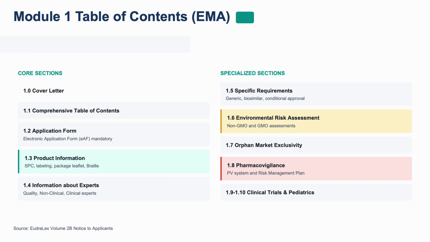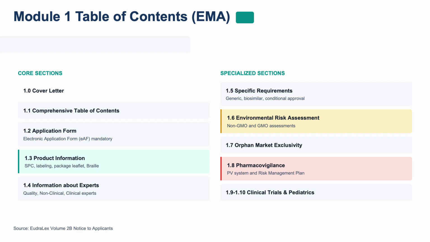The EMA Module 1 structure follows a similar pattern to FDA but with some notable differences. Section 1.0 is the cover letter, 1.1 contains the comprehensive table of contents, and 1.2 is the application form which must be submitted using the mandatory electronic application form or EAF. Section 1.3 covers product information including the summary of product characteristics or SPC, labeling, package leaflet, mock-ups, specimens, and notably Braille requirements for accessibility. Section 1.4 requires information about the experts involved in quality, non-clinical, and clinical assessment.